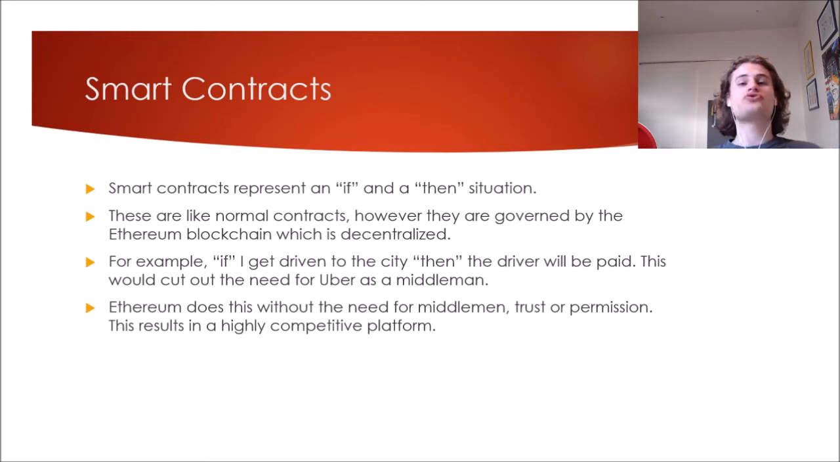In a normal contract, if somebody doesn't fulfill their contractual obligations, they're probably going to need to go to the courts and trust those courts. Whereas on Ethereum, the code will ensure that the contractual obligations are fulfilled.